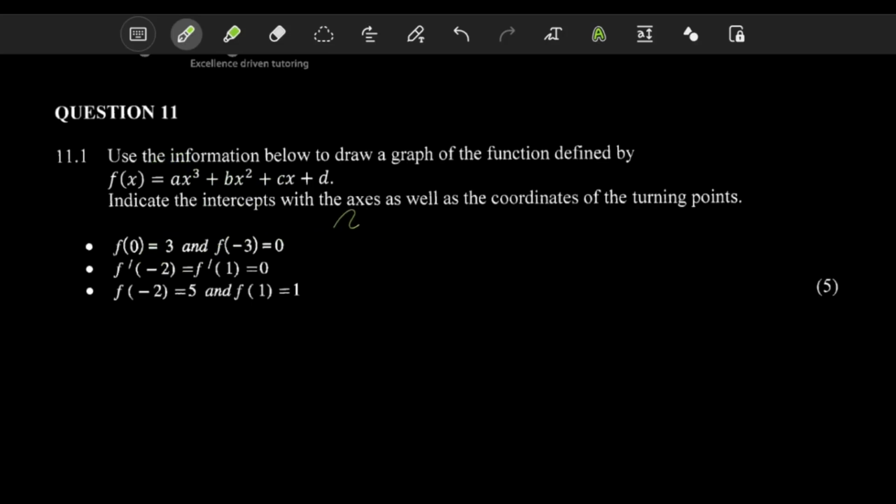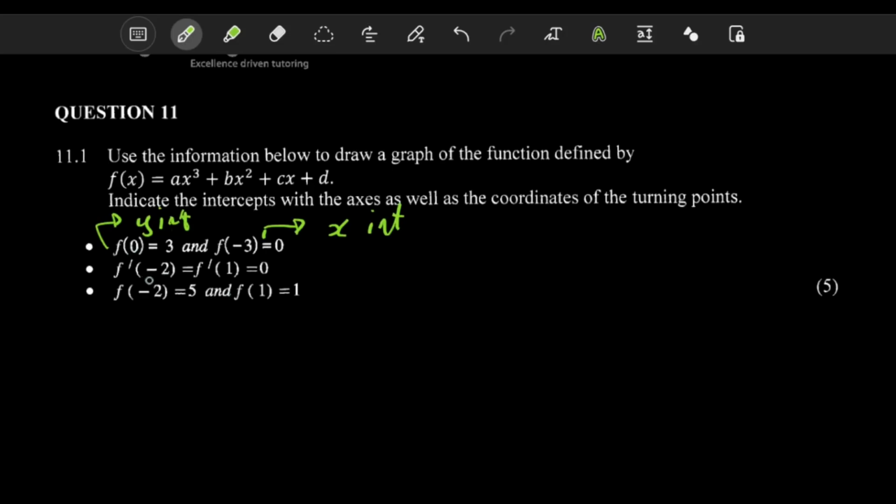Here it says we should use this to draw a graph. So let's see what they've told us. This is an x value of 0 and a y value of 3. So this is technically a y-intercept because the x value is 0. This is telling us an x value of -3 and the y value is 0. So this is just an x-intercept. Where y is 0, that's the x-intercept. Where x is 0, that's the y-intercept.